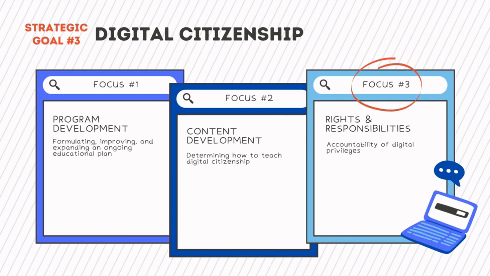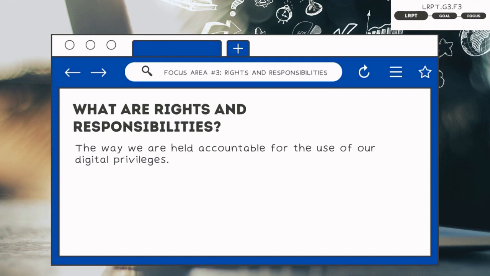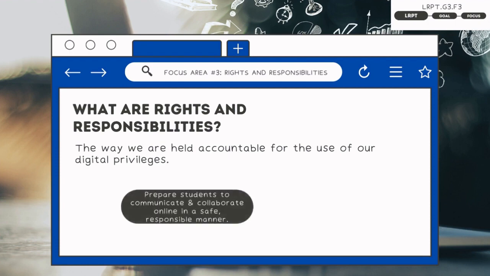Let's zoom in to focus area number 3 for the goal of digital citizenship. Focus area number 3 is bringing clarity to rights and responsibilities for digital citizenship. For the purpose of this video, what are we referring to when we talk about rights and responsibilities? Broadly speaking, these rights and responsibilities include the way we are held accountable for the use of our digital privileges. Understanding of these dynamic rights and responsibilities allows space to prepare students to communicate and collaborate online in a safe, responsible manner.